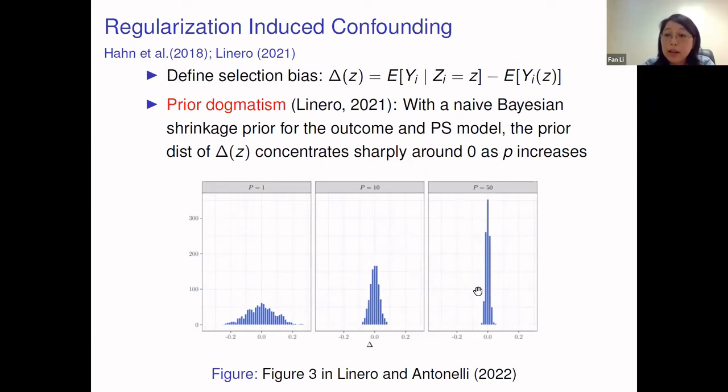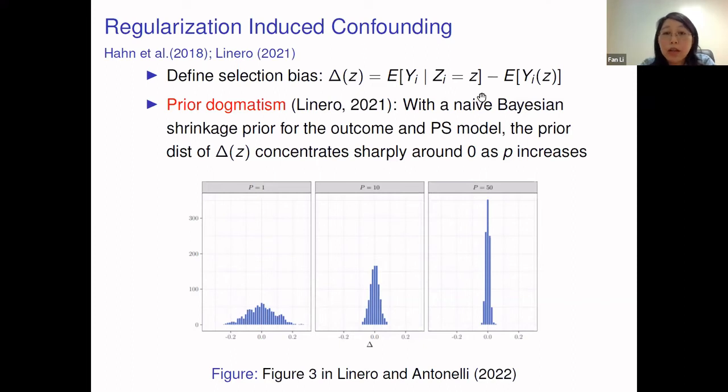as your dimension increases, your prior will concentrate very sharply around 0. So even if you have data, you have less and less chance to recover the truth, because the assumption of prior independence, the so-called Bayesian ignorability, will just a priori assume away all selection bias.